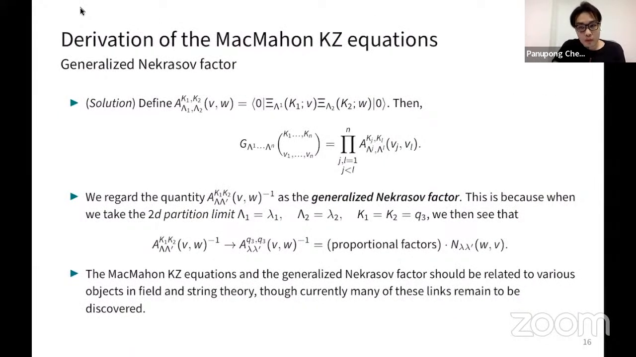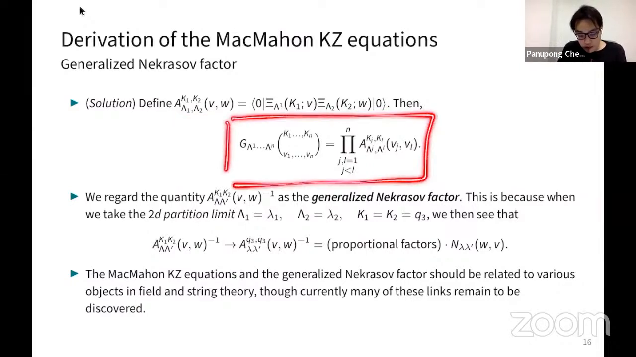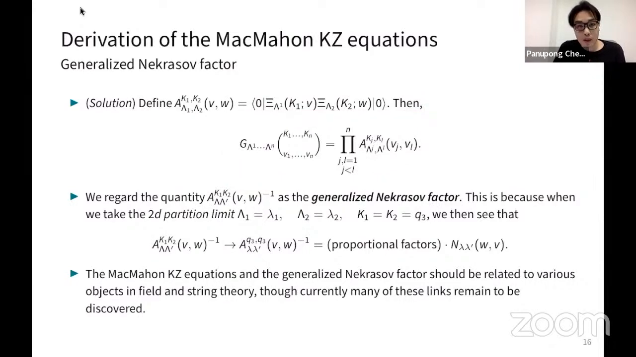And now we are going to solve it. We define the 2-point correlation function like this. And we can show that if we define the function G to be this function, G will satisfy the McMahon KZ equation.